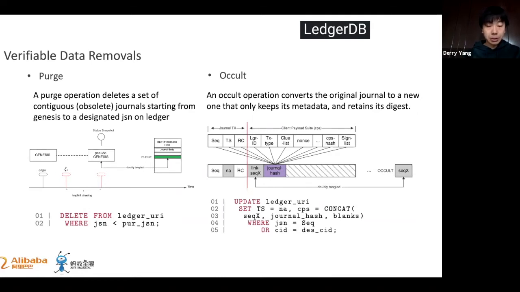Another defect of traditional blockchain's immutability is the regulatory issue. Imagine someone uploads other people's privacy data without approval, like someone's personal ID card information. This should be deleted in real-world applications. OCULT is designed to support this kind of violated information hiding. An OCULT operation converts the original journal to a new one that only keeps its metadata and retains its digest. From the interpreted SQL, we can see that all the payload data are hidden and filled with its entangled journal GSM, hash, and padding blanks.